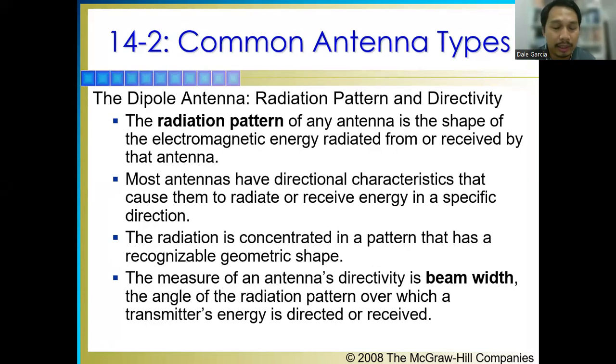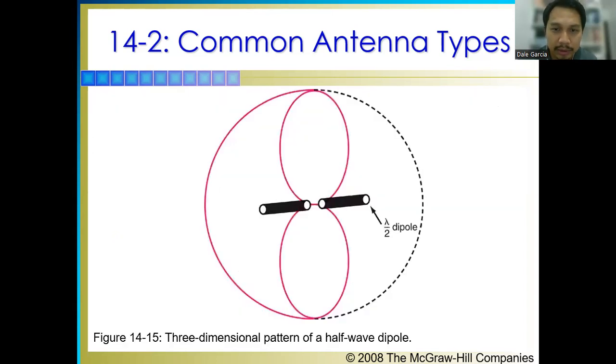These are very, very important parameters or specifications for antennas. If you refer to the specification sheet of antennas, it's common to see their radiation pattern and beam width. So the radiation pattern of any antenna is the shape of the electromagnetic energy radiated from or received by the antenna. The measure of an antenna's directivity is beam width. Directivity. That's another term.